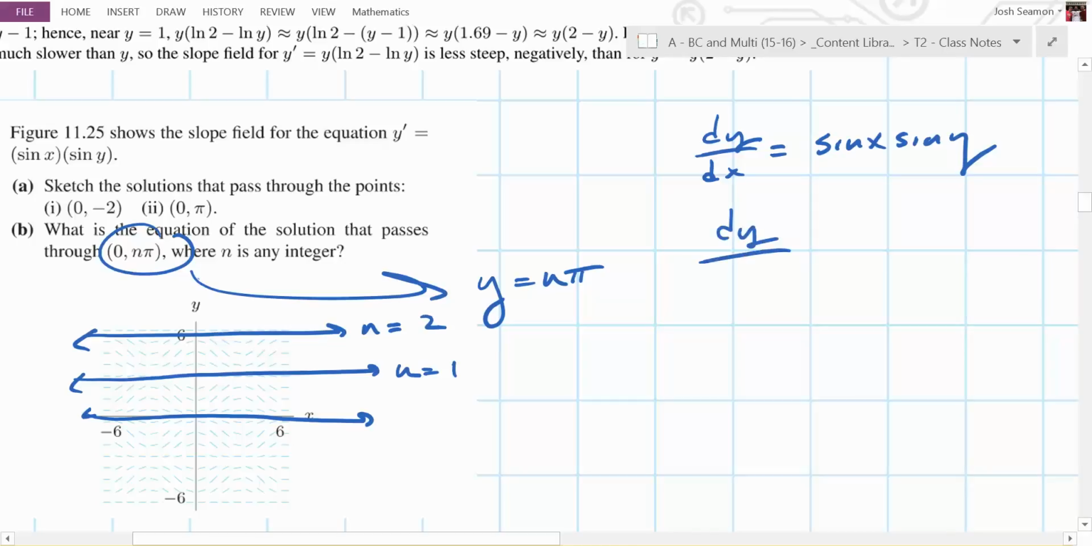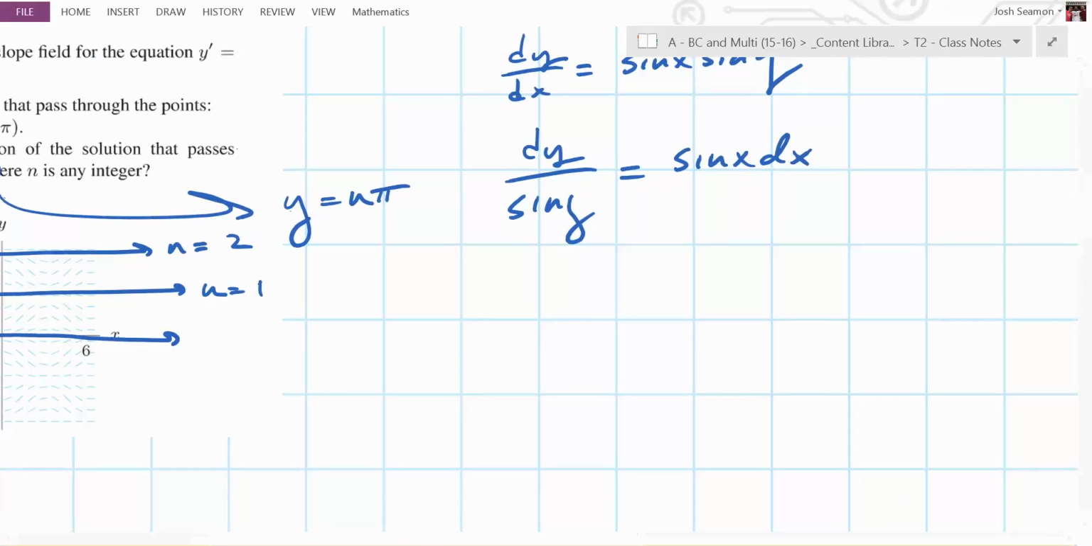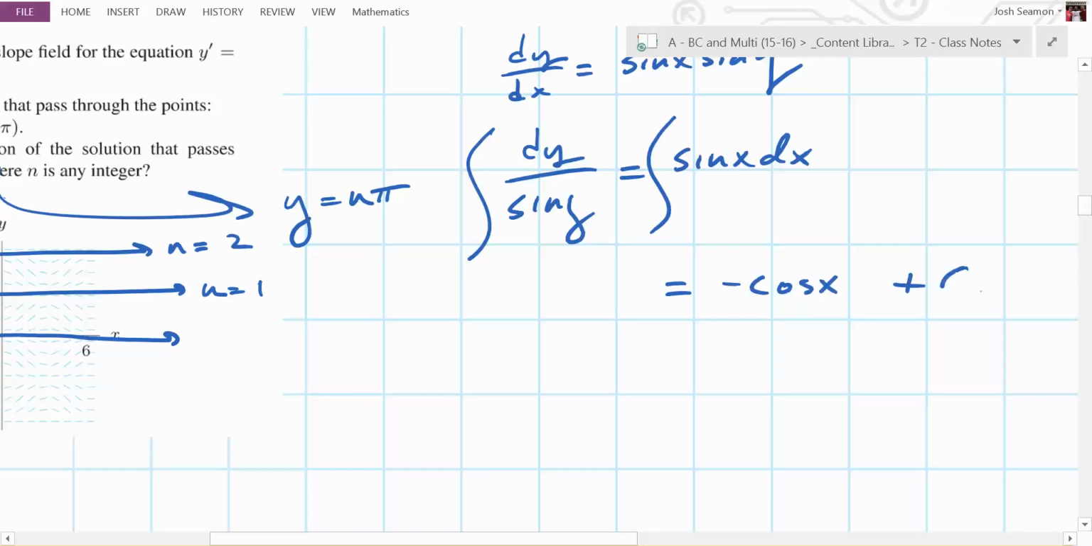We have dy over sine y is equal to sine x dx. What do you do to both sides? You integrate both sides. So if you're going to integrate both sides, the right side's pretty easy. What's the integral of sine? I like negative cosine x. Nice. I'll put the plus c over here. What about the left side?